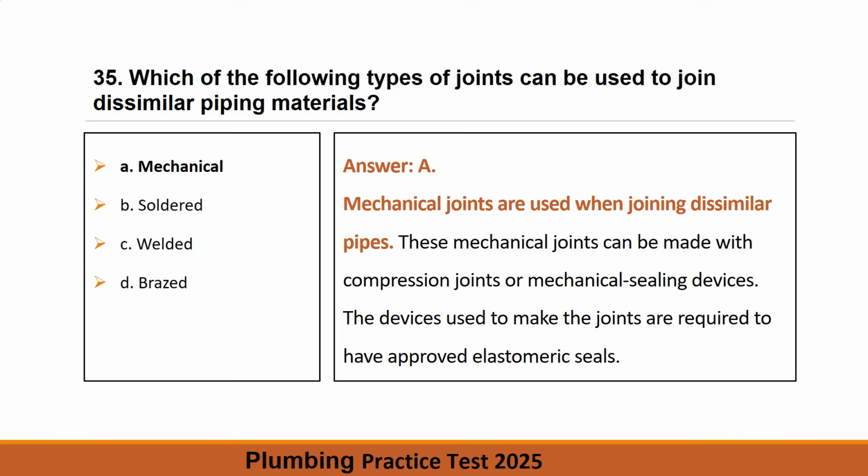Answer, A. Mechanical joints are used when joining dissimilar pipes. These mechanical joints can be made with compression joints or mechanical sealing devices. The devices used to make the joints are required to have approved elastomeric seals.